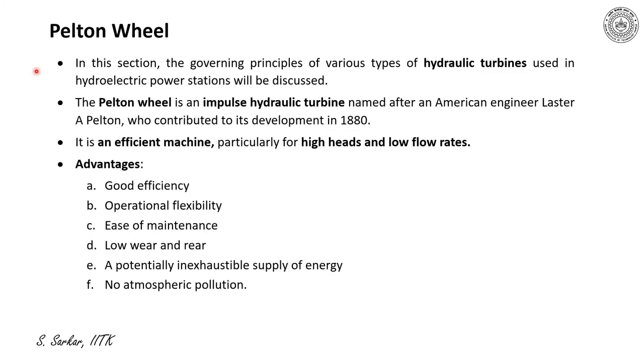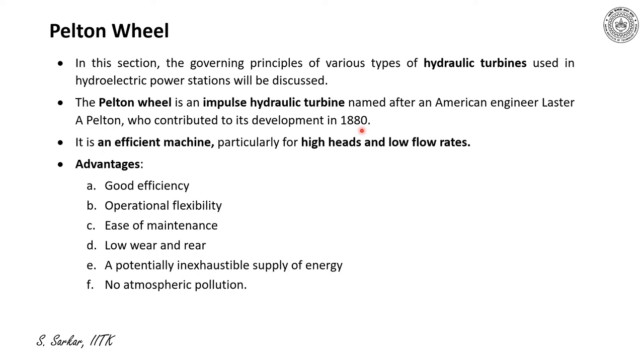In this section, the governing principles of various types of hydraulic turbine used in hydroelectric power stations will be discussed. I'll initiate the discussion with a Pelton wheel. The Pelton wheel is an impulse hydraulic turbine named after an American engineer, Lester E. Pelton, who contributed to its development in 1880. Thus, considering the year of development, one can appreciate that it is an old prime mover.